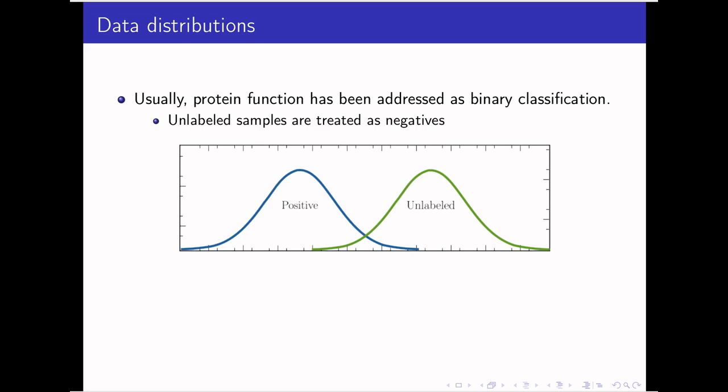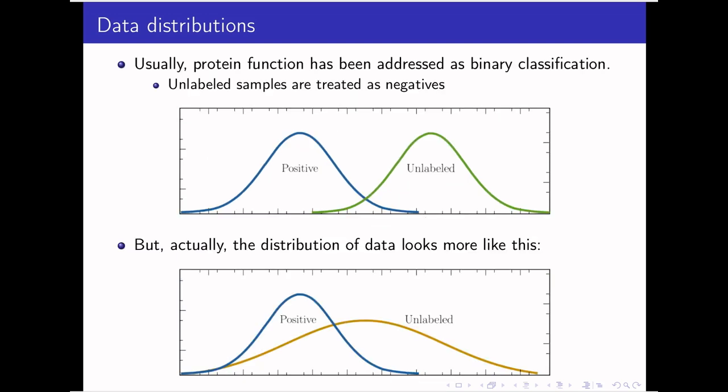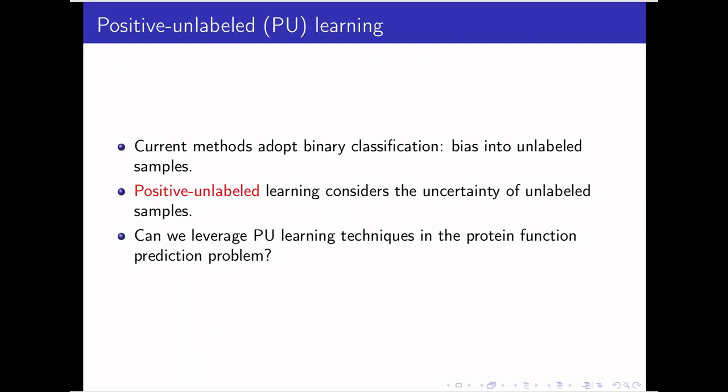So usually this problem has been addressed as a binary classification problem, which means that unlabeled samples have been treated as negatives, assuming a data distribution like this in the picture, where the positive and unlabeled sets are separated and the unlabeled set is treated as negative data. However, the actual distribution of data looks more like the second picture, where the unlabeled set contains both positive and negative samples. Current methods adopt binary classification, which could introduce some bias into the unlabeled samples because they treat some potential positive samples as negative ones.